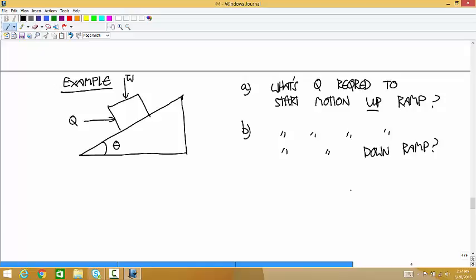In that case, everything would look the same, except your Q would be going this way. Anyone have a sense of which one of these Q values is going to be bigger? Going up is going to be bigger because going down, Q is sort of working with the weight of the object, and going up, it's fighting against the weight of the object.